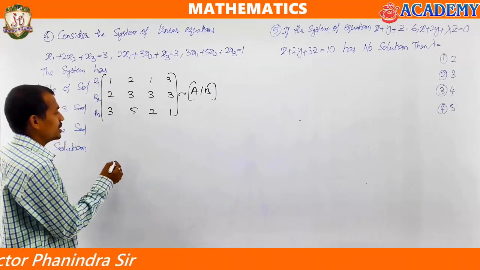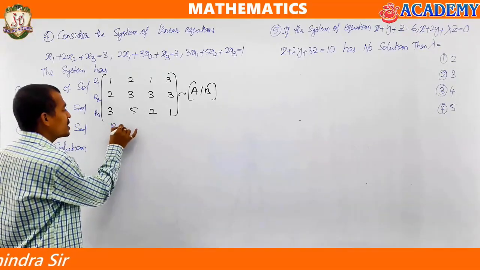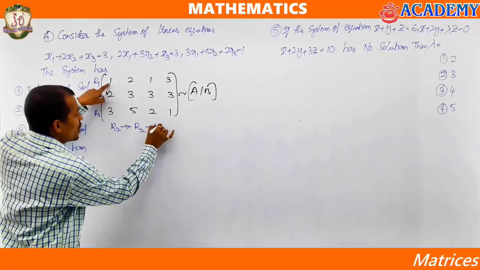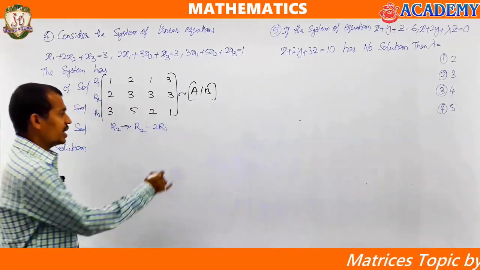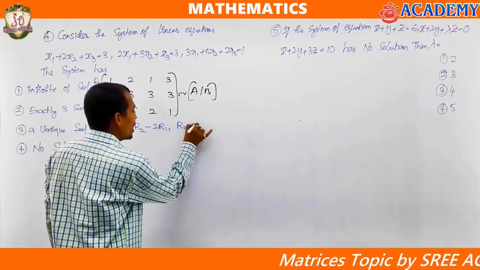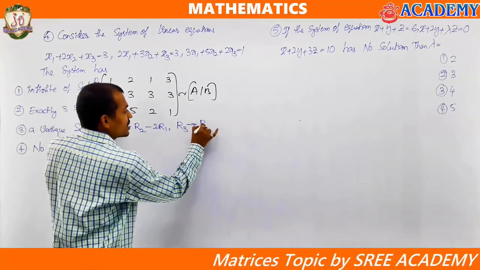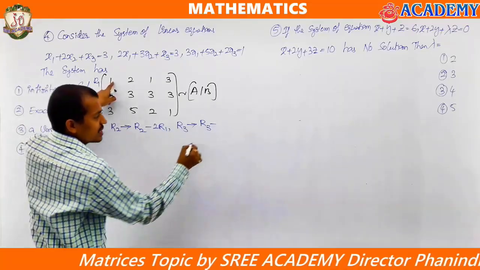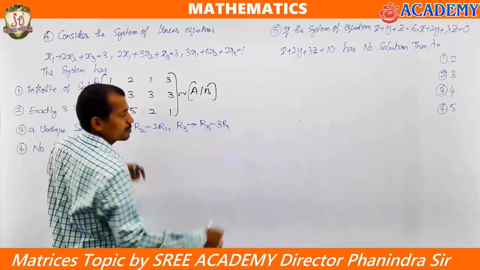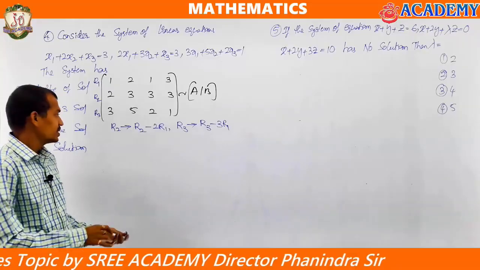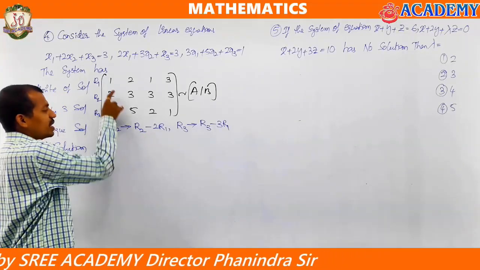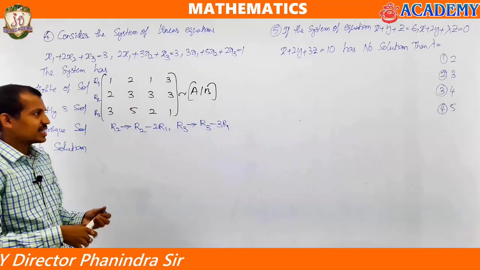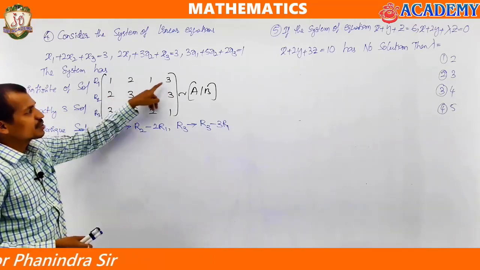What I am doing means indirectly here R2 tends to R2 minus 2R1. And also I am changing R3: R3 tends to R3 minus 3R1, because here 1 is there, that's why I am multiplying with 3. Now write simply R2 minus 2R1. If you multiply R1 with 2, you will get 2, 4, 2, 6. The new elements are going to be 2, 4, 2, 6.